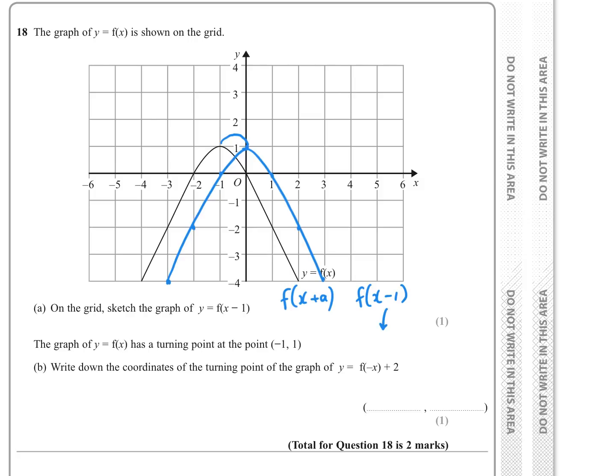And then the graph of y equals f of x has a turning point at the point negative 1, 1. As shown here, it's the maximum. It says write down the coordinates of the turning point of the graph y equals f of minus x plus 2. Well, without going to massive explanations here, if you just take your maximum point, here we're saying that the values of x become negative, so this would change to positive 1. I'll just write that there to emphasize. And then y as a total has increased by 2.